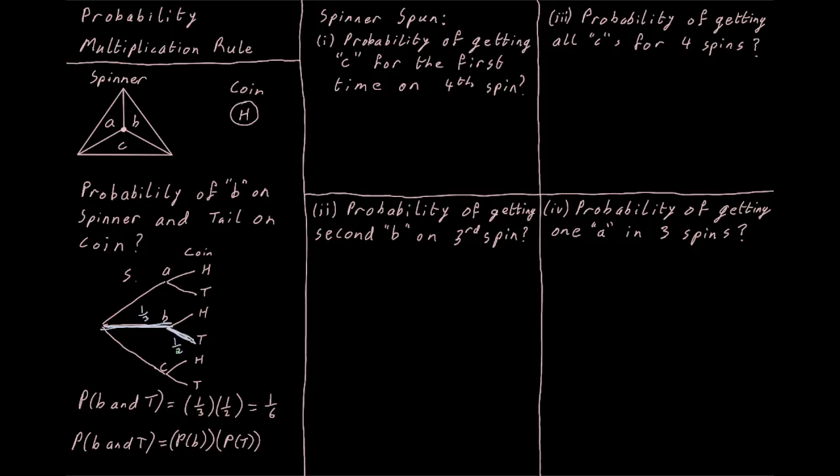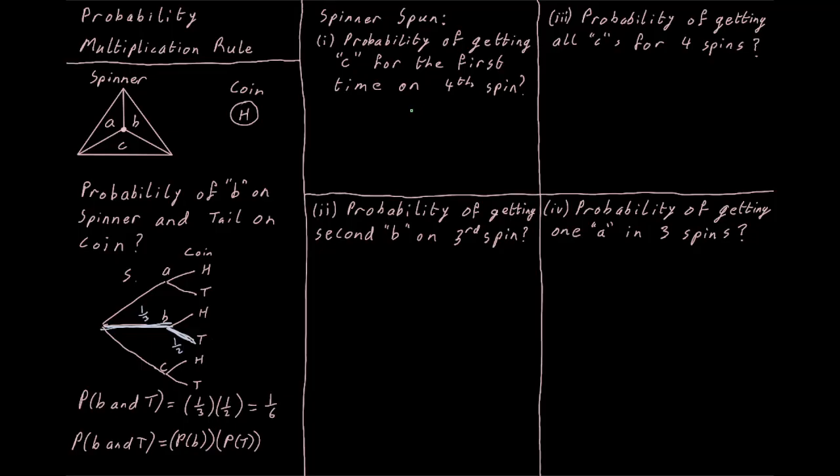So I can multiply my independent outcomes, my outcomes from each one of my events, and use that to get the probability of one thing and another thing happening. So let's put this into practice here. We're going to keep using the same spinner. The spinner being referred to in these questions is the same as the one we have over here. So what's the probability of getting C for the first time on the fourth spin?